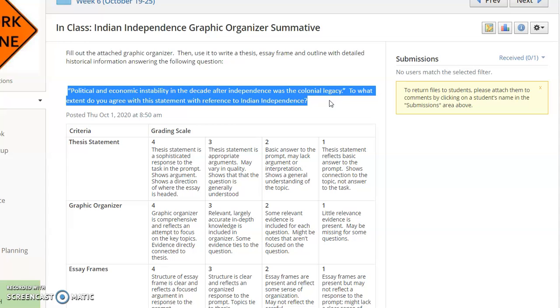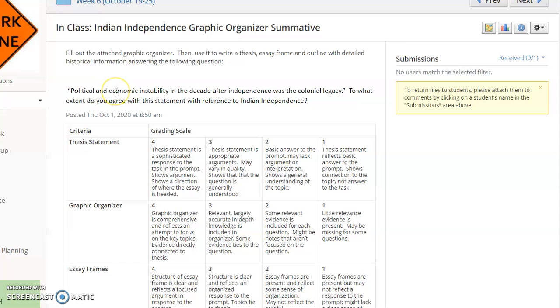So basically what we're doing is we're trying to look at what political and economic instability occurred in India and make an argument that says why it was and then why it wasn't the theme of the legacy of colonial rule. So the colonial legacy is basically, what did the British do in India that caused political and economic instability? And you're both arguing why it was and why it wasn't, because to what extent is what you were basically doing. You're not just saying this is what happens, you're doing an agree and a disagree.